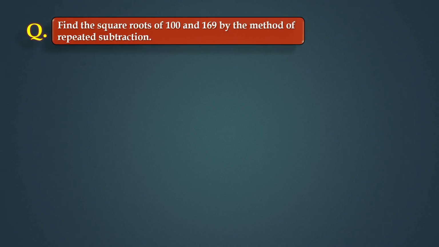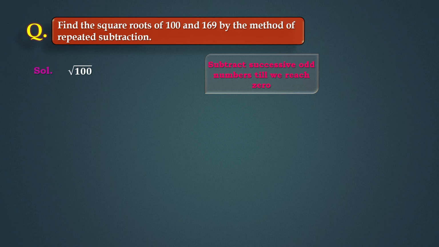Now students, let's solve an interesting question. We need to find the square roots of 100 and 169 using the method of repeated subtraction. First, let's understand the method. In repeated subtraction, we subtract consecutive odd numbers starting from 1, like 1, 3, 5, 7, and so on, until we reach 0. The number of steps we take gives us the square root.